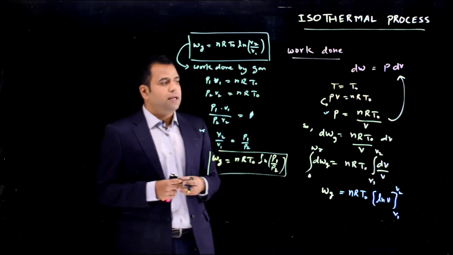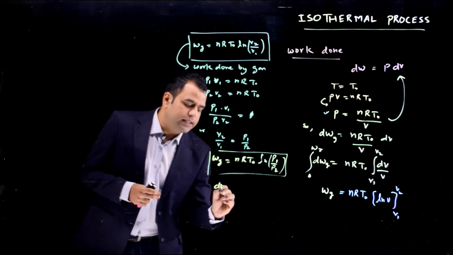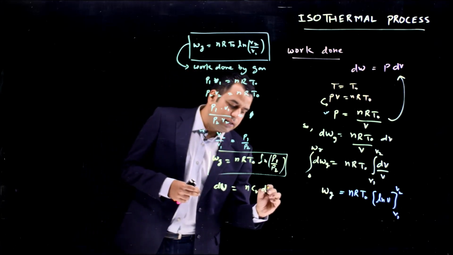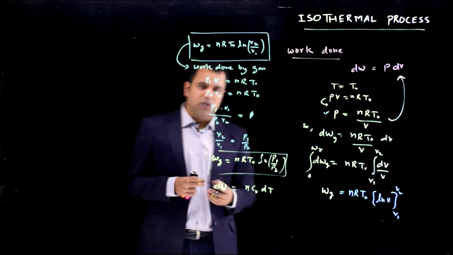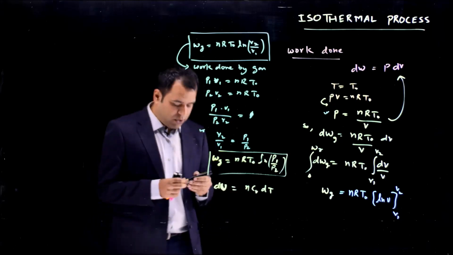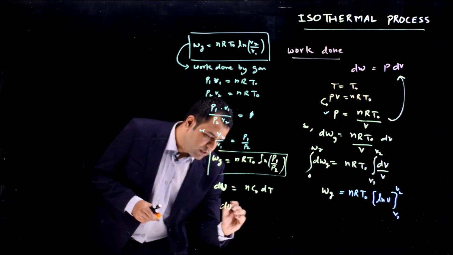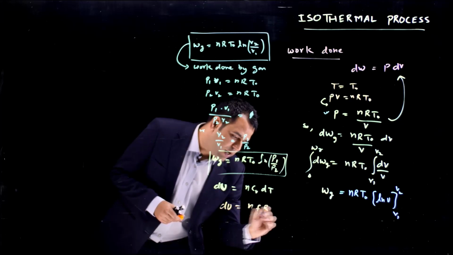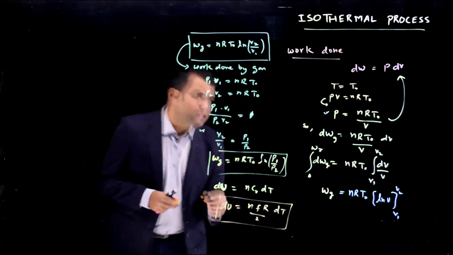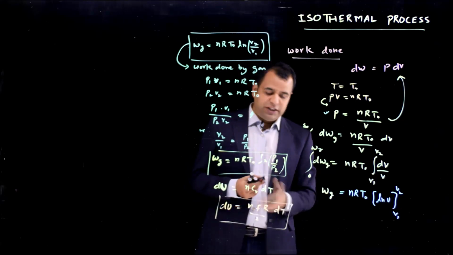If you remember, the internal energy for any process has the same formula. The change in internal energy for the gas equals nCv dT, where if you want to write the value of Cv, that is f by 2 R. Let's put that value also. So dU will be equal to n f R by 2 dT. That is your change in internal energy, whether it is an isothermal process or adiabatic or any process. The change in internal energy is the same, which depends upon temperature.